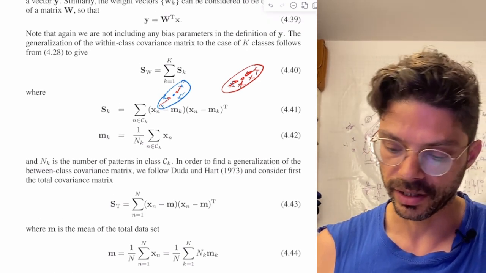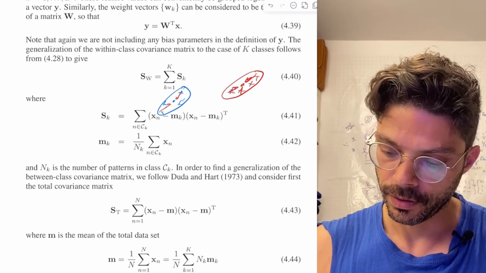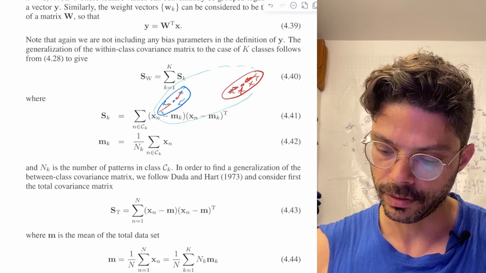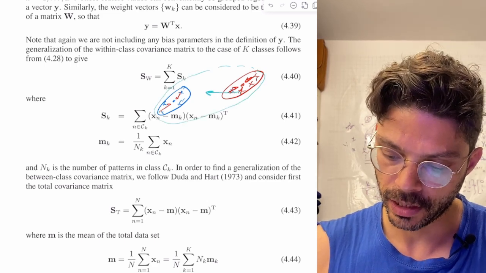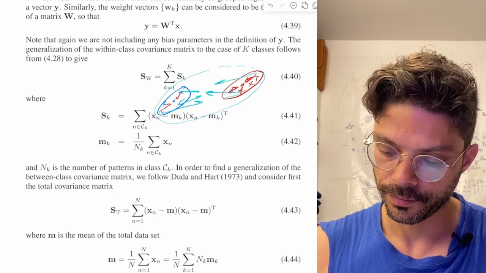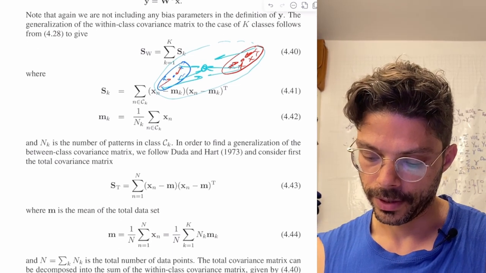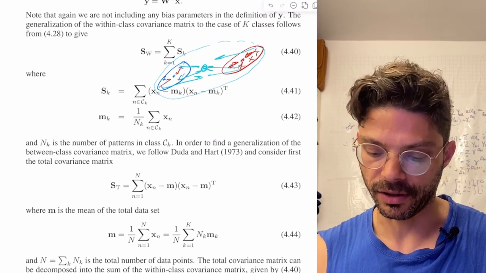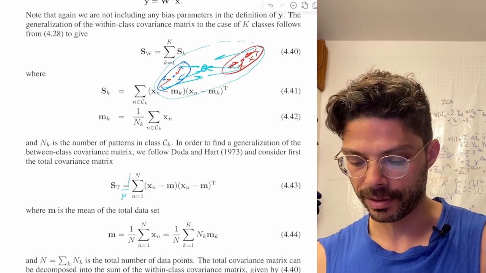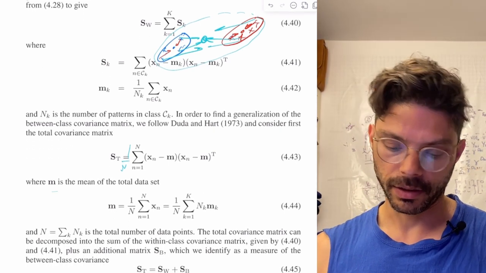If we go back to our example up here, I'm now going to make a little ball around that, and these guys would all be computed relative to this mean point. So that's the total covariance. Again, there's no factor of N over here, so just be careful about that. Where m is the mean of the total data set.